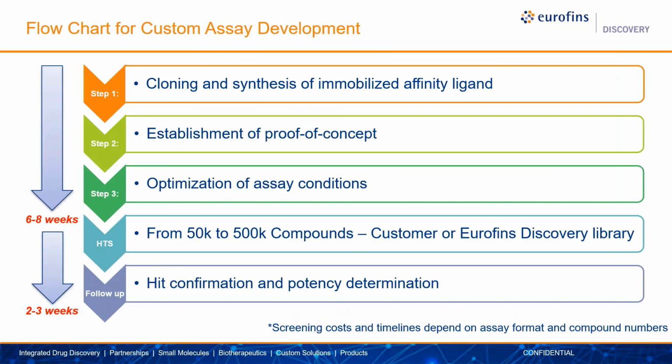In addition to off-the-shelf assays available in our screening panels, we also offer custom assay development services on a case-by-case basis. Here is a flowchart for the general workflow for a custom assay development project. The initial stages, which involve cloning and synthesis of the immobilized affinity ligand and the control competitor, as well as the assay proof of concept and optimization, take generally 6 to 8 weeks, while compound screening, hit confirmation, and potency determination is performed in the 2 to 3 weeks following assay onboarding.